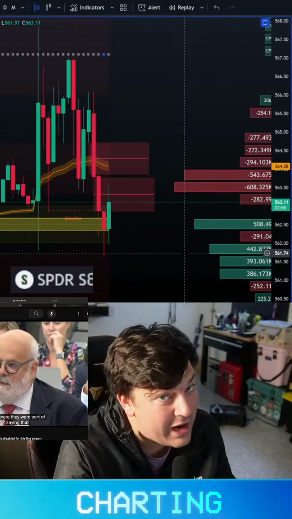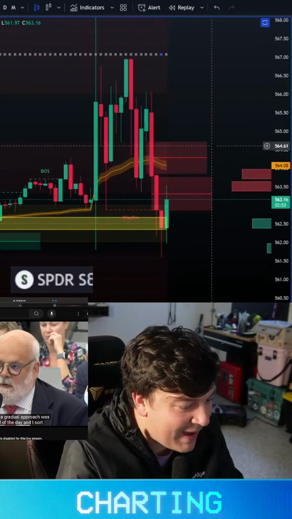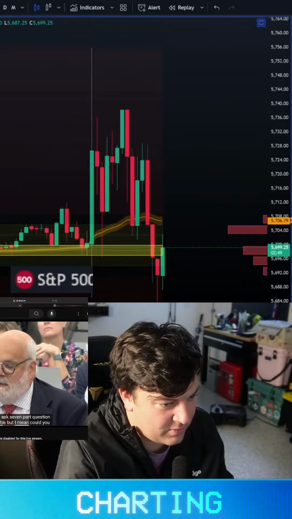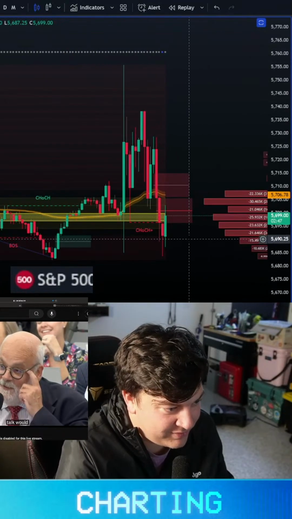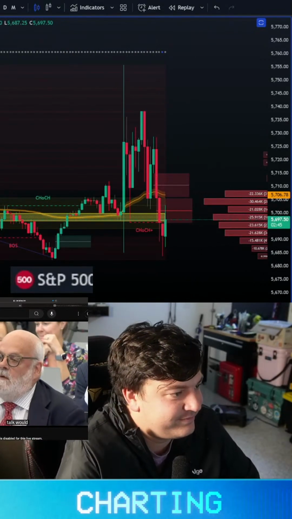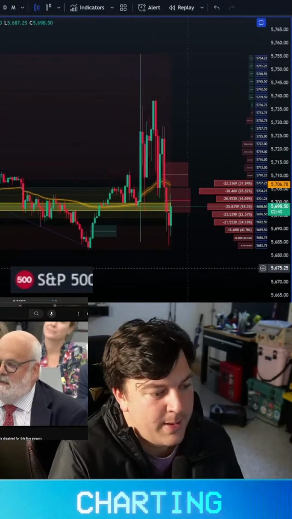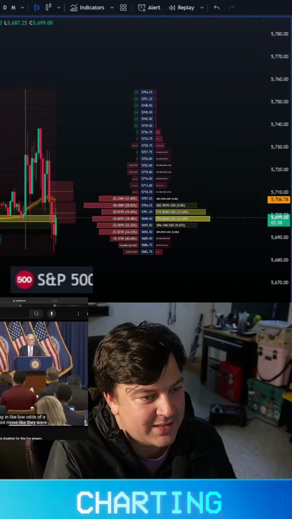Where are we bouncing? Where's SPY going to bounce? Win the day. I want to ask a question about this, but wow, Jacob, it could be magic. Would you have cut rates by 50 basis points if the market had been pricing in low odds of a 50-point move? It's not complicated.